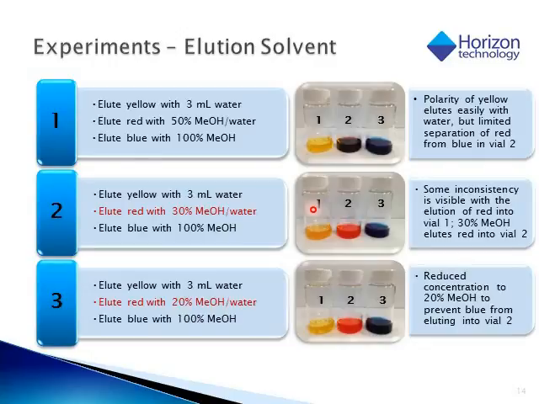Experiment 3 takes the red separation one step further. If 30% methanol and water works, would 20% methanol show even better separation of red from blue? And we do see a fairly good optimized set of elution solvents. For yellow, which would be water, for red, which would be 20% methanol and water, and for blue, 100% methanol.